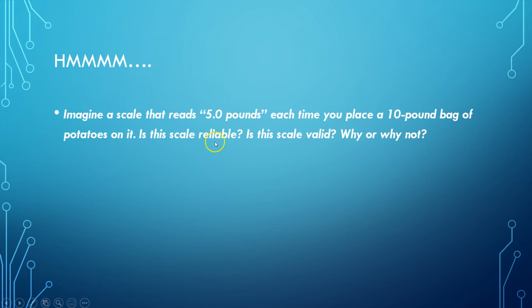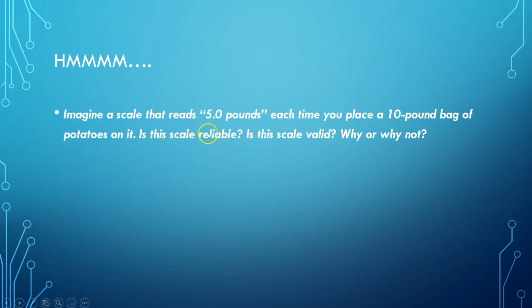So the question, is it reliable? Meaning, is it consistent? Well, it is consistent because every time I place this 10-pound bag on it, it tells me it's 5 pounds. So yes, this is a reliable measure. It's a consistent measure. But is this scale valid? Is it measuring what I want it to? Well, clearly not. It's not valid because I know this bag of potatoes is 10 pounds, and every time I measure it, it's telling me it's 5 pounds. It is not measuring weight in a valid or accurate way.